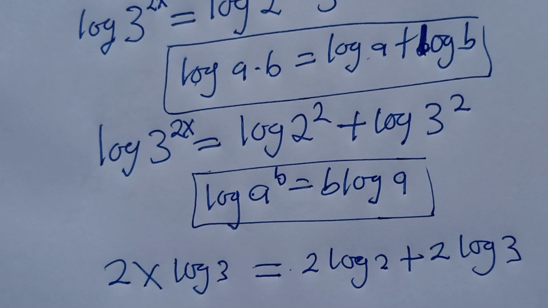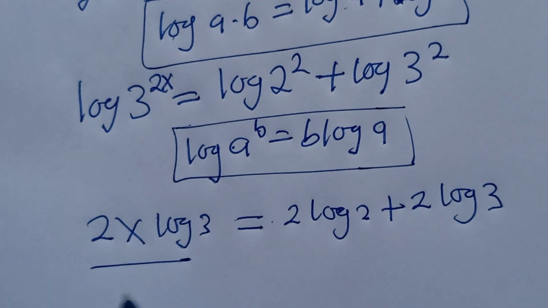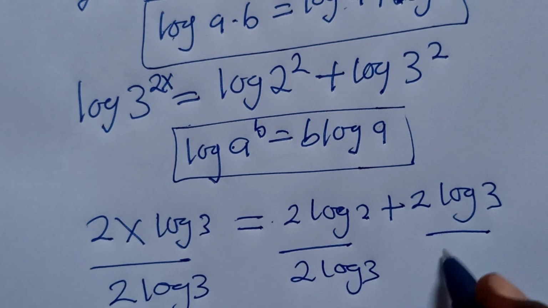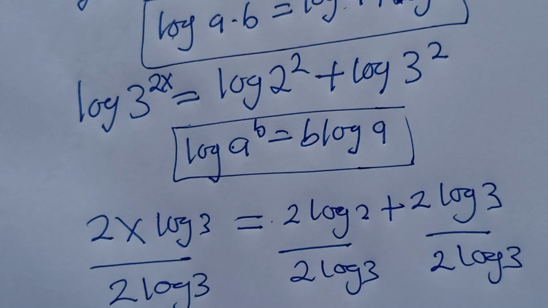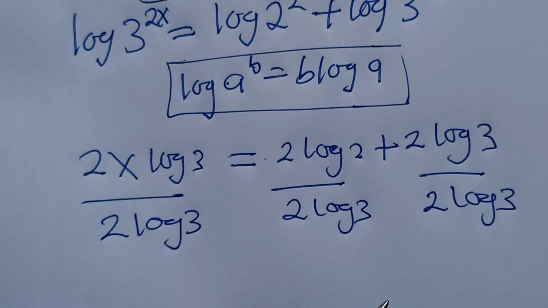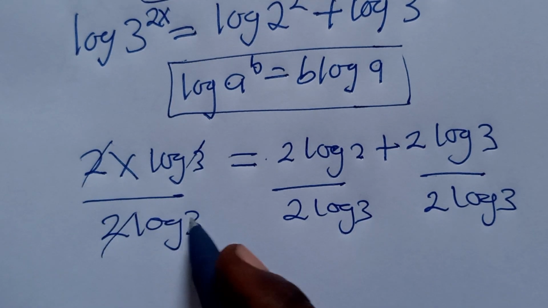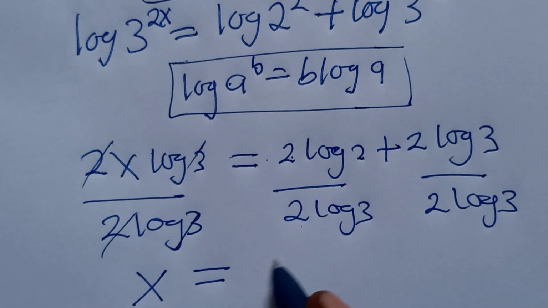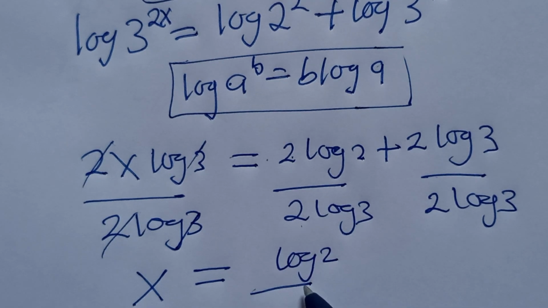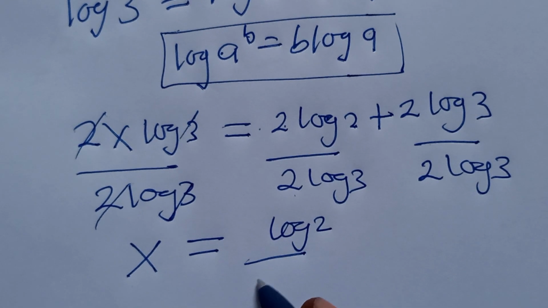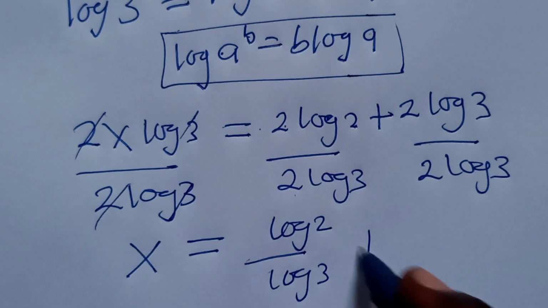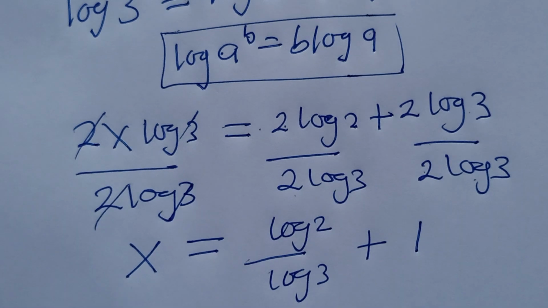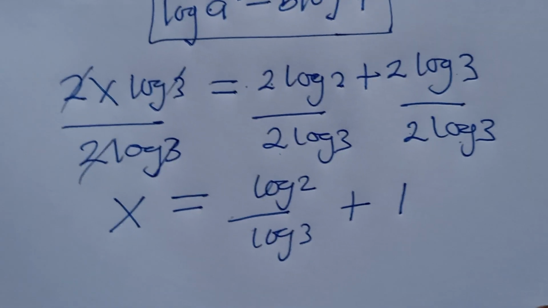So if this is what we have, let's divide both sides by 2 log 3. Dividing all through by 2 log 3, 2 divides 2, log 3 divides log 3, and we are left with x equals, so 2 divides 2, we are left with log 2 divided by log 3, plus 2 divides 2, log 3 divides log 3, so we are just left with 1. So this is what we have.